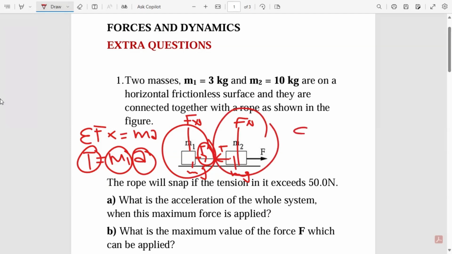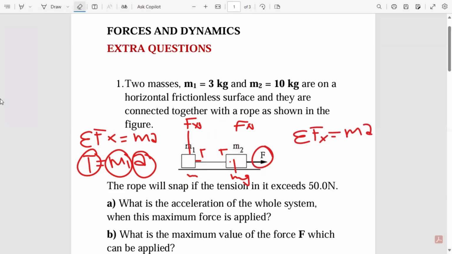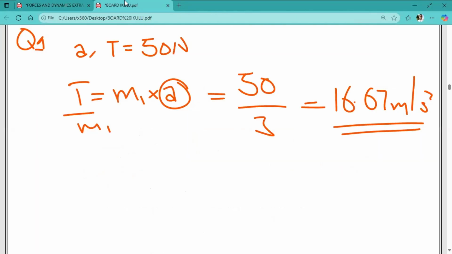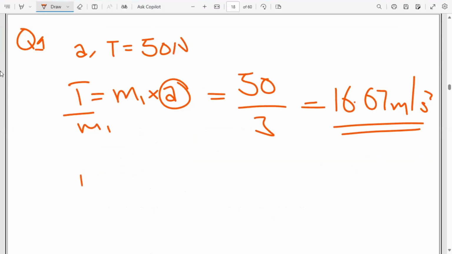In the x-axis, we can say the summation of forces in the x is equal to mass multiplied by acceleration. What forces do we have? We have F, which is pulling this object in the direction of motion, and we have T, which is opposing the direction of motion. We have T pointing backwards. That means I'm going to have F minus T being equal to M2A. And let's now go to our blackboard. We're going to use that for part B.